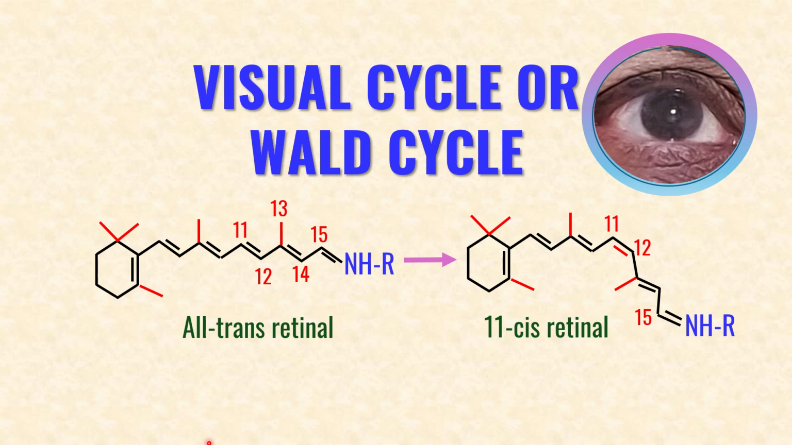Welcome to this video on visual cycle. The visual cycle is the pathway in which all-trans retinal produced during phototransduction is converted into 11-cis retinal. Since this was discovered by George Wald, who won the Nobel Prize in Medicine in 1967 for this work, this is also called the Wald cycle. In this topic, I will discuss the biochemical reactions involved, where they occur in the body, and why they matter.